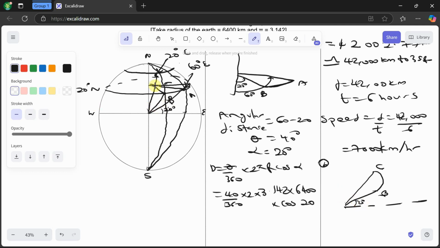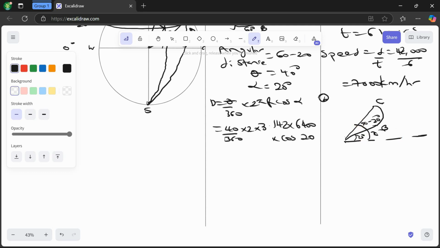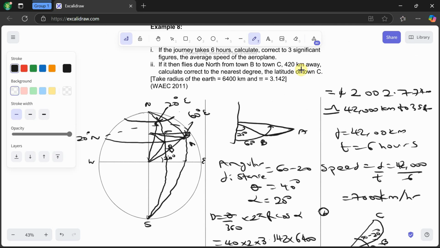While for the C, we don't know the line of latitude of the C, but from here to here is x. We know that is the bigger one. So the smaller one here, if this is x and this is 20, that means this place is x minus 20 degrees, right? That is our theta. So theta over 360 times 2 pi r will give us the distance. And we're told that distance is 420 kilometers.